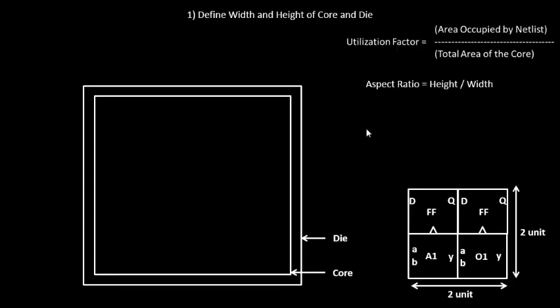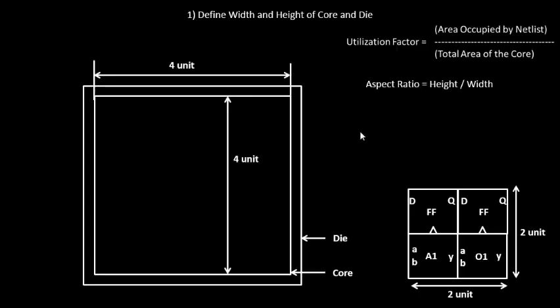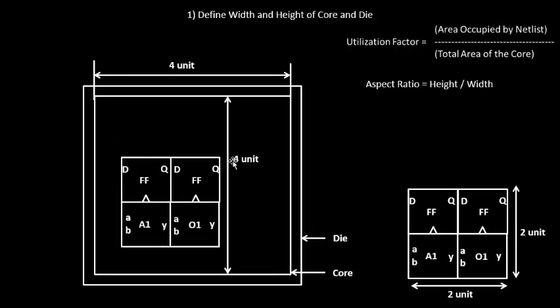For example, we have this square shaped chip, and the dimensions of this particular chip are something like this. You have the core height as 4 units, the core width as 4 units, and now let us try to calculate the utilization factor and aspect ratio. We'll place our existing circuit onto this particular core, and this is how it looks. Let's say we place it somewhere over here.